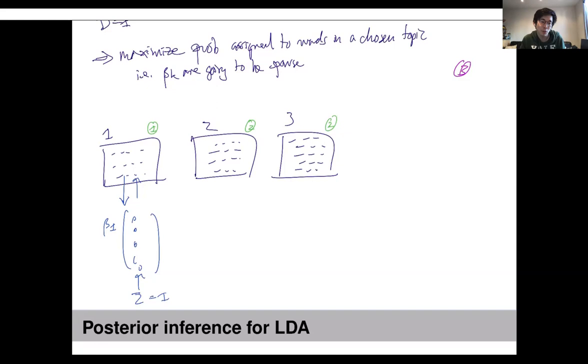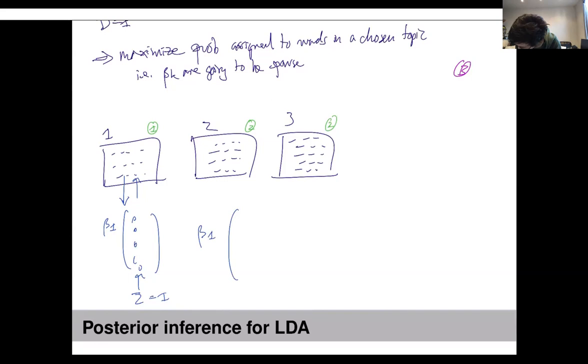The more words that I put into a particular topic, the less each one of them gets. I want to maximize each one of them, but then I have too many words, so I can only do one over the number of words, right? Does that make sense? So in the other extreme case, beta one here, if beta one only corresponded to one word, right?